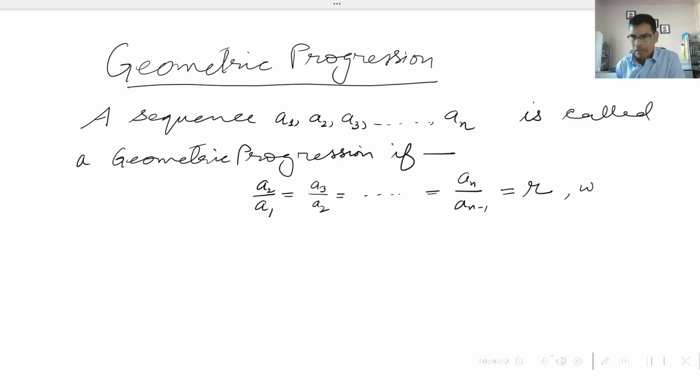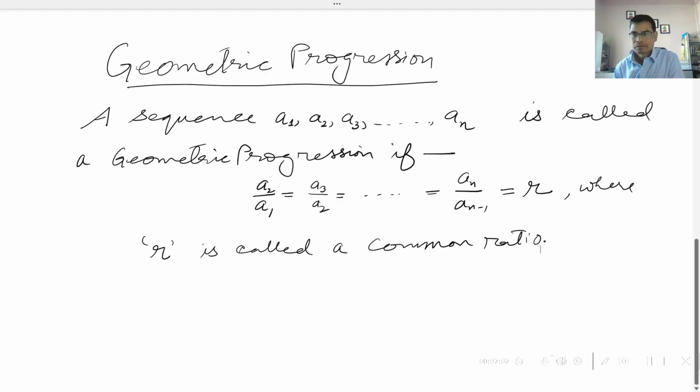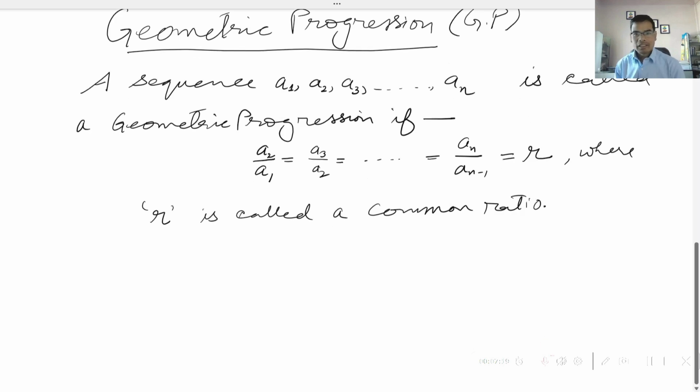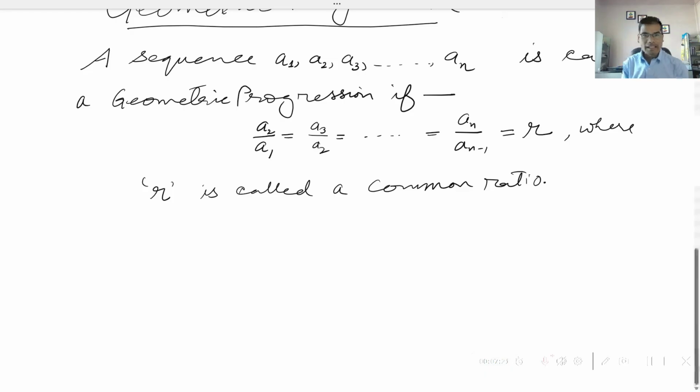Where this common value R is called the common ratio. So this is the definition of a GP or geometric progression. Now let us deduce how to find the general nth term of any GP.